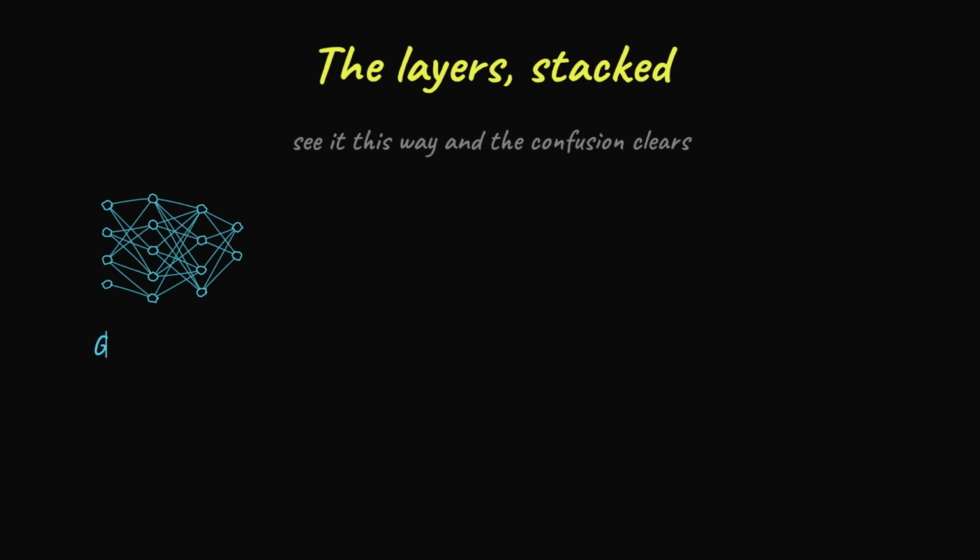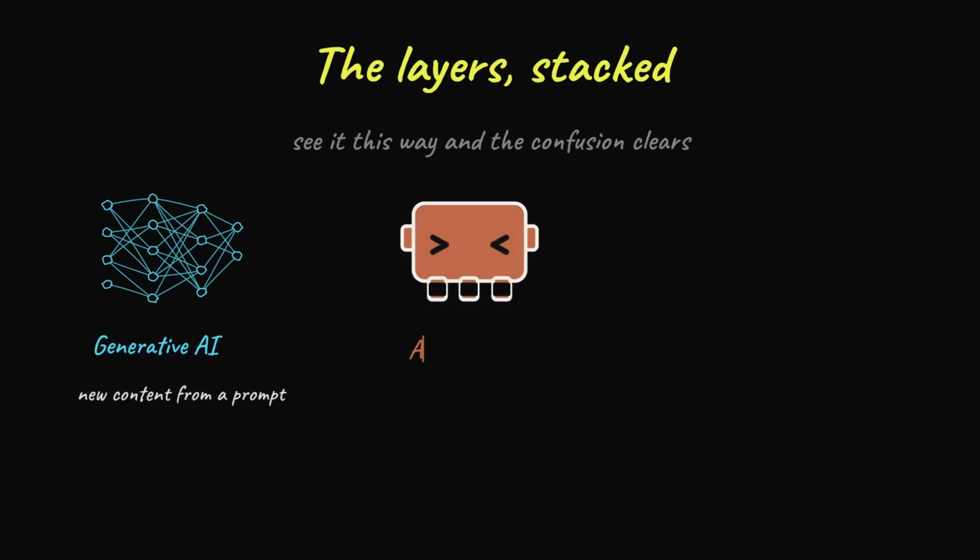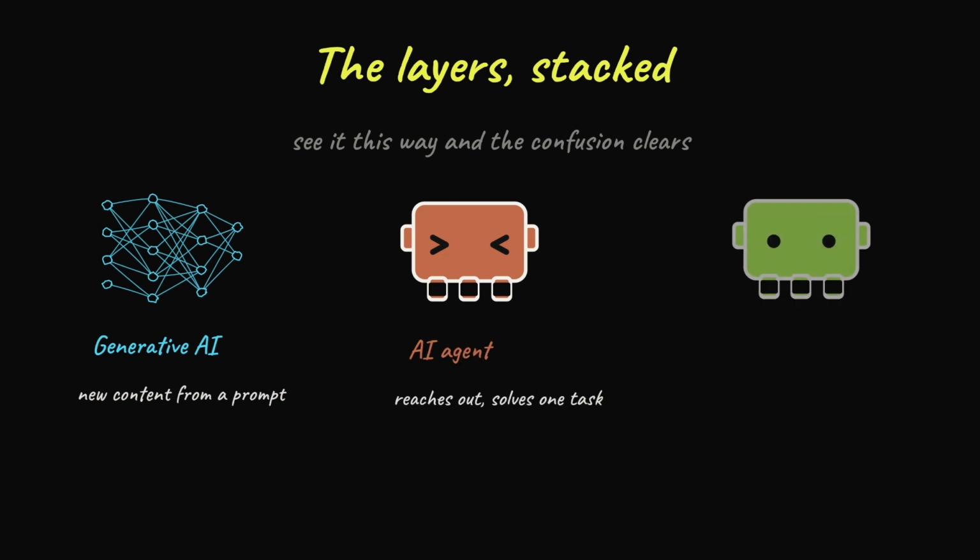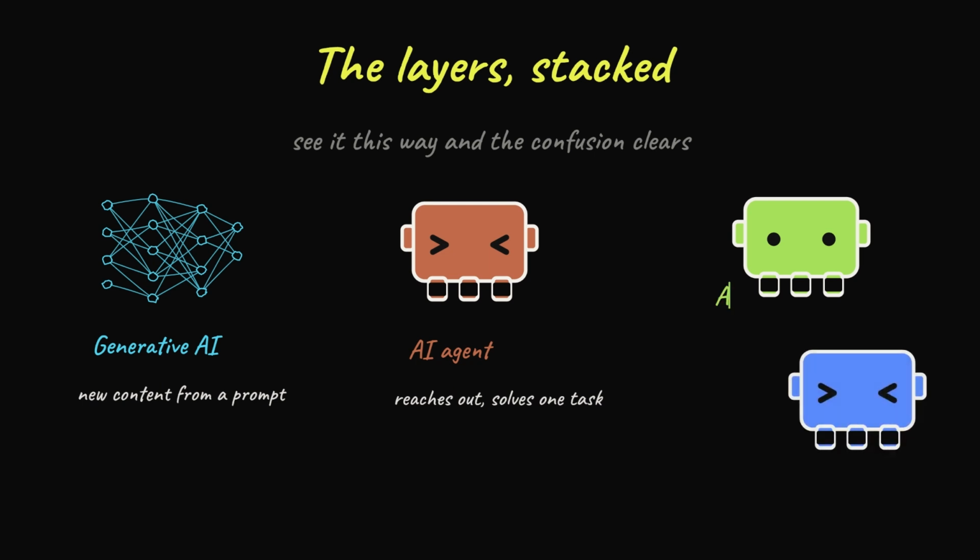At the end of the day, generative AI gives you new content from a prompt. An AI agent takes that same model and gives it the ability to reach outside itself and solve one specific task. Agentic AI takes a bunch of those agents, lets them talk to each other, share context, and work through a multi-step goal with a human allowed to step in whenever needed. Once you see the layers stacked like that, the confusion mostly disappears.